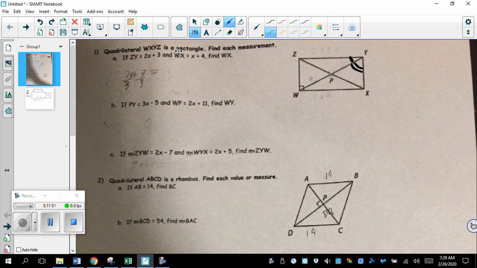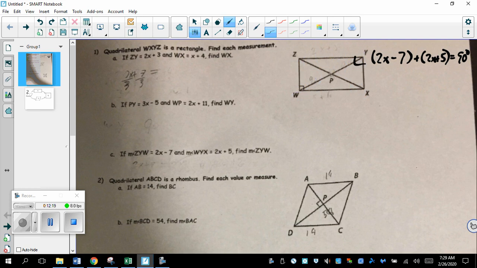So what are we going to say? We're going to add those two together. We're going to say 2x minus 7, and then we're going to add that to 2x plus 5, and we're going to say that that's equal to 90 degrees. Again, we know that this is a rectangle. We know that all these are 90, right? So again, be careful what they're asking you for, because it might be a different situation where they ask you to set them equal.